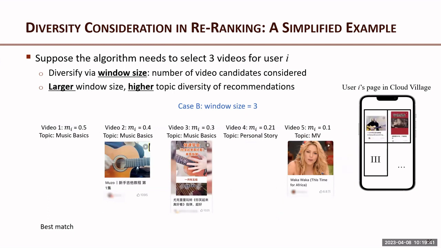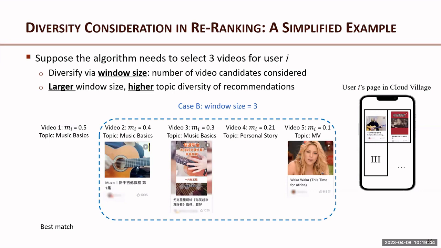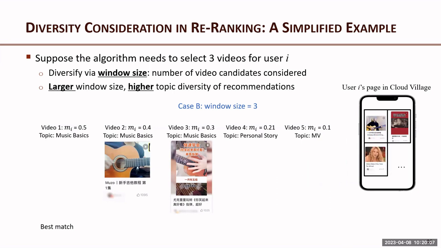And then the algorithm will still use that moving window to select among the remaining top three videos for the third recommendation position. This video 5, with a topic called music video, has a different topic from both recommendation 1 and recommendation 2. Therefore, video 5 will be selected as the third recommendation. In total, 3 videos are recommended with 3 different topics. Therefore, the larger the window size, the more diversified the recommended videos will be.